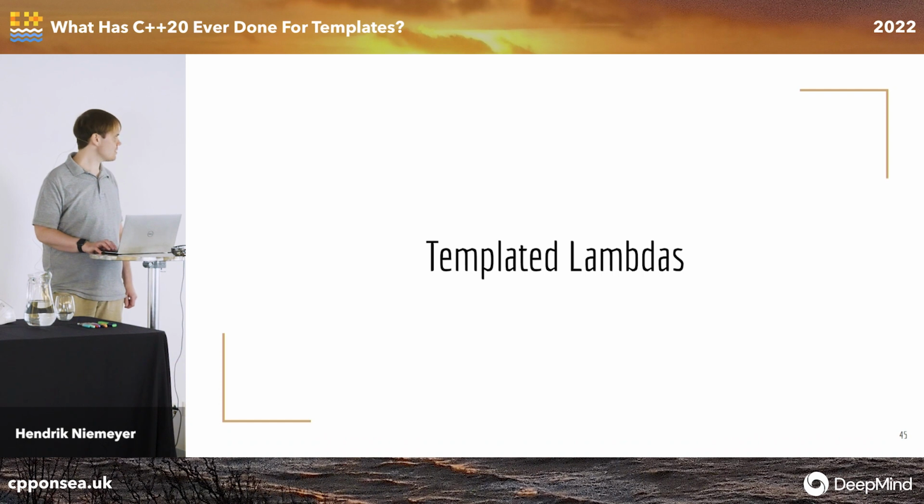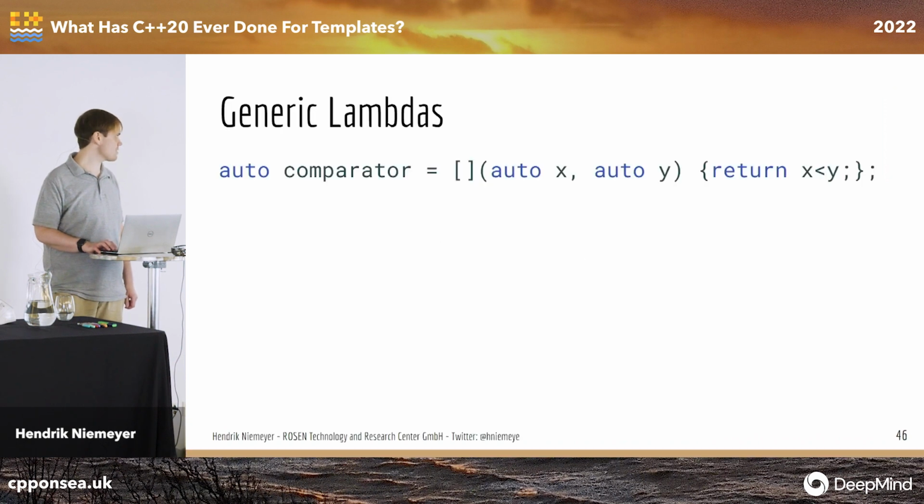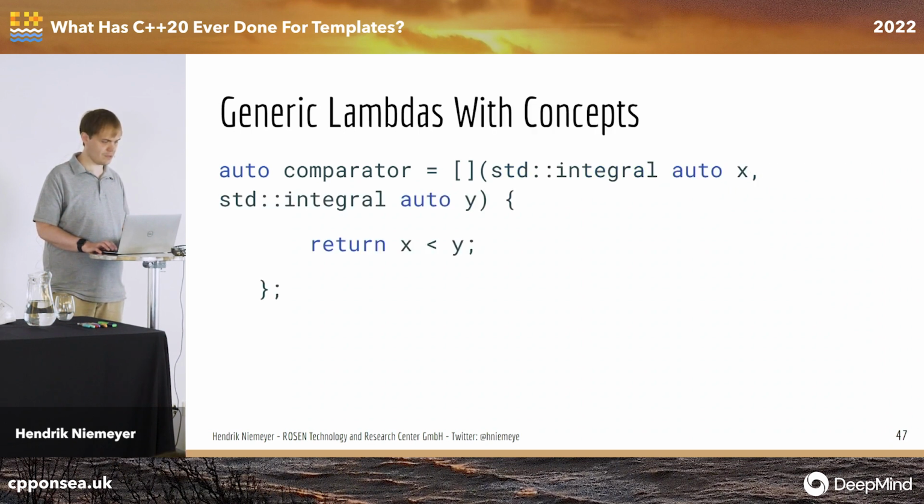Yeah, second to the end would be templated lambdas, pretty short. So we already had generic lambdas with auto in them. X and Y are basically their own independent template parameters. This might be what you want. It might be not what you want. For example, here in a comparison. We can constrain it in C++20. So here, X and Y need to be integral types, but it's not required that X and Y are of the same type here.